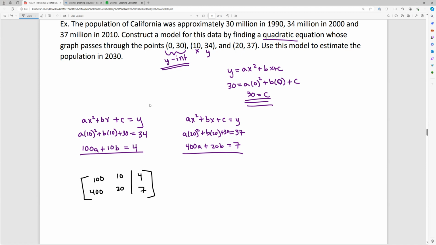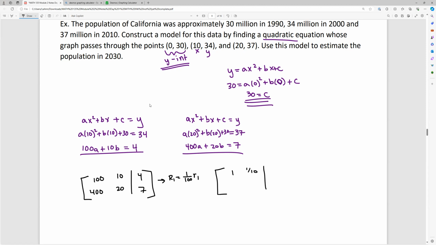Okay, so remember, the goal is to always have a 1 in that first top corner. Honestly, neither one of these is great because we're going to have to divide by big numbers. So I'm not going to swap any rows. I'm just going to do row 1 is 1/100th of its original self, or dividing through by 100. So that's going to give me a 1. 10 over 100 is 1/10.